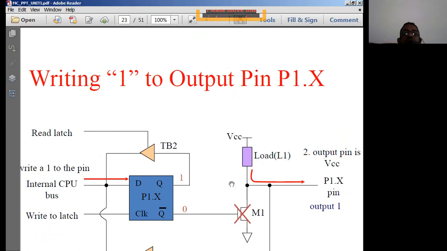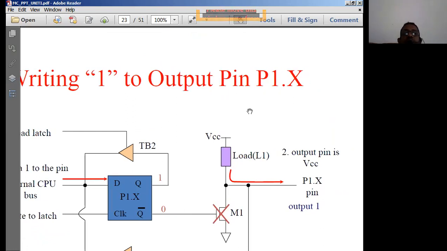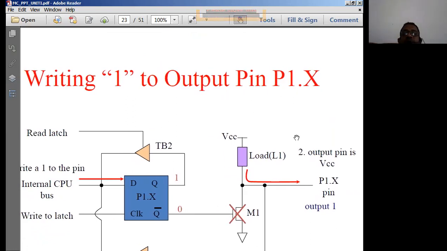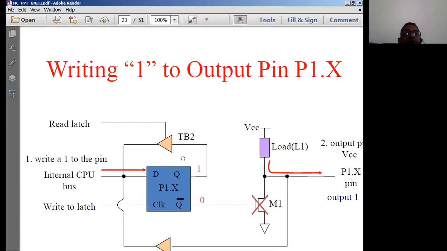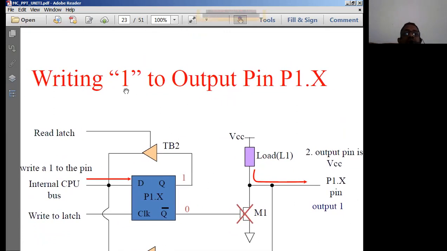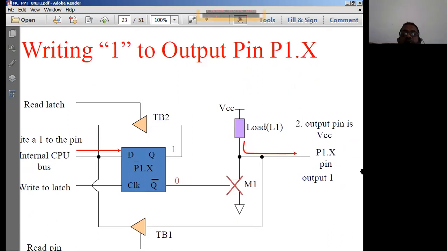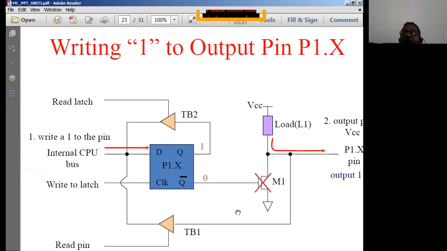See, writing 1 to the output pin P1. So I want to write a 1 to the output pin. That means here I want to place 1. So how do I place 1 here? In order to place 1 on the output lines, what has to be done here? That is very important for us.